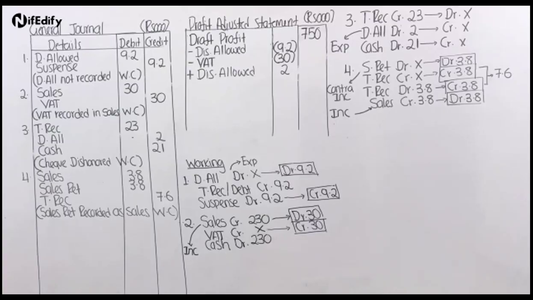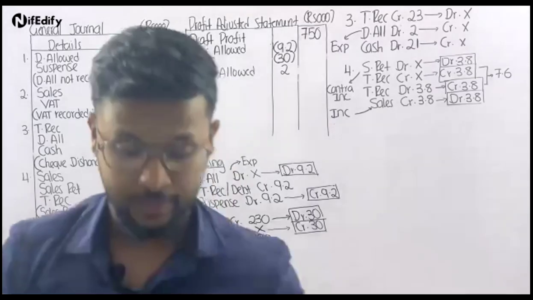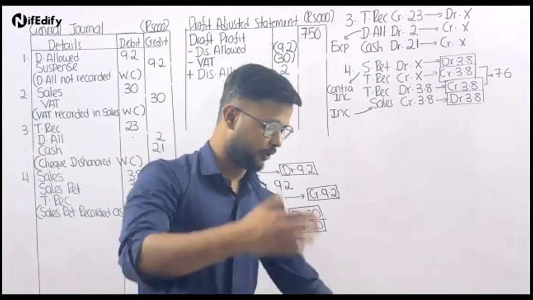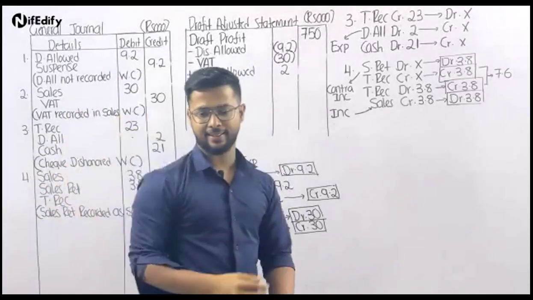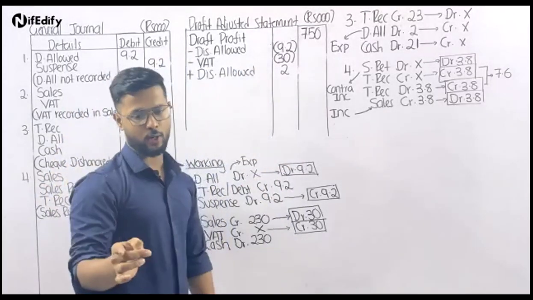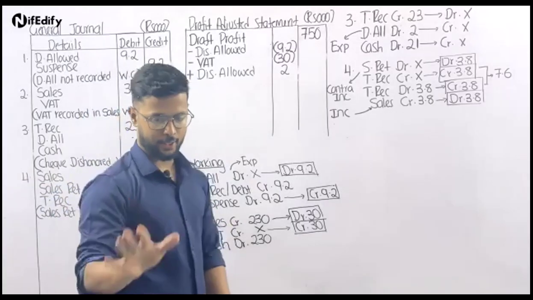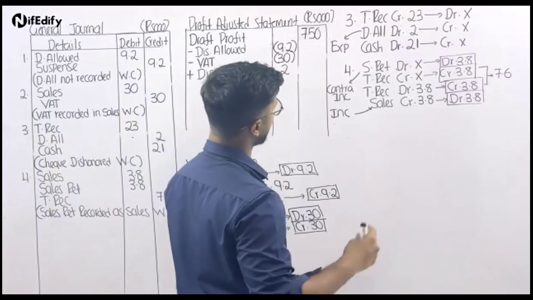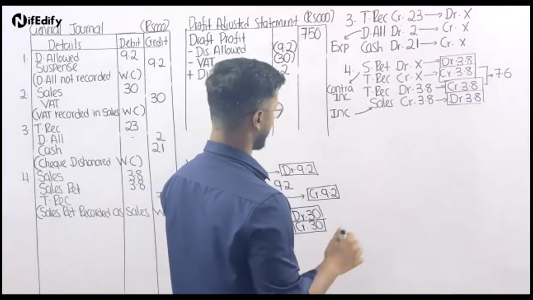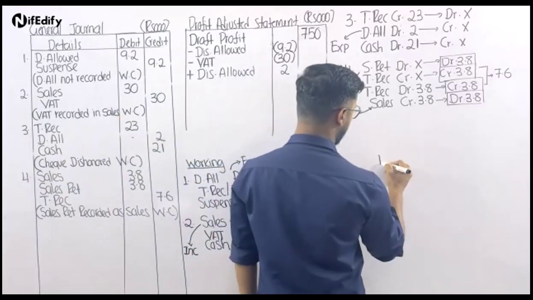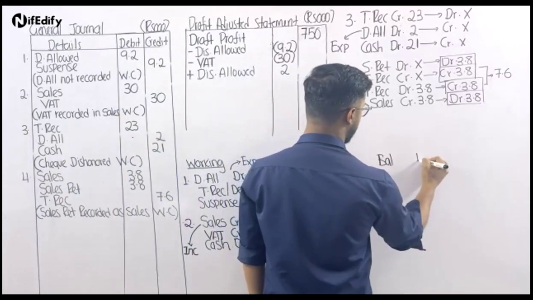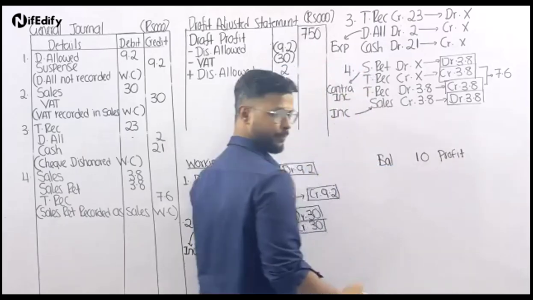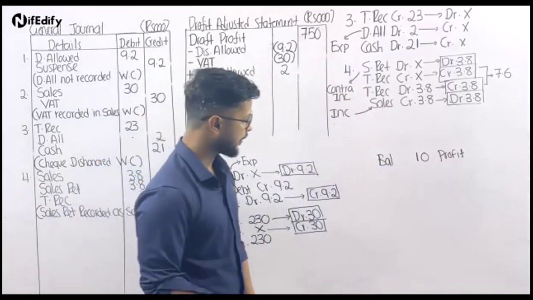Good, Danish. Yes, the profit got increased twice. Let me tell you why. Imagine, let's say 10,000 was your profit balance.